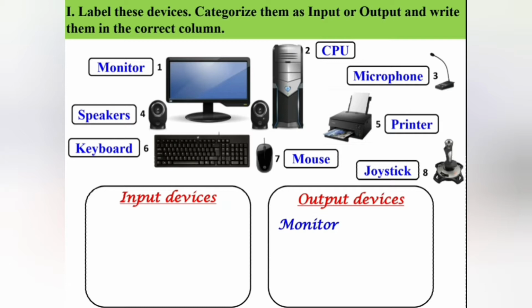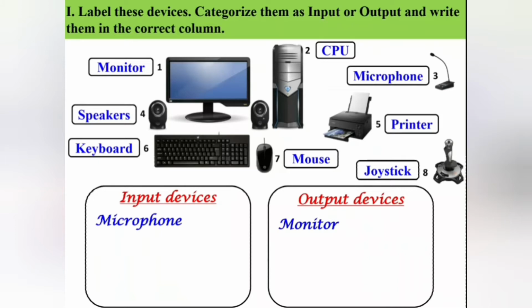What is our next device? The second device is CPU. Is CPU the input device or output device? No, CPU is the processing device. So, we need not categorize it. Okay. What is the name of the third device? Microphone. Is the microphone an input device or output device? Microphone is the input device. So, it comes under the category of input devices.